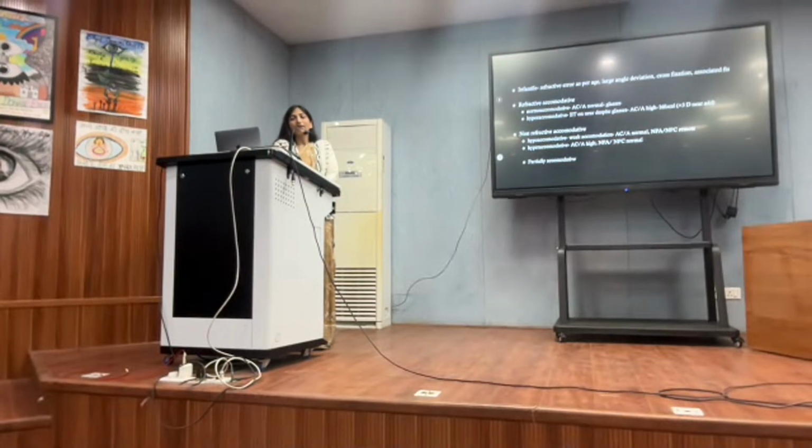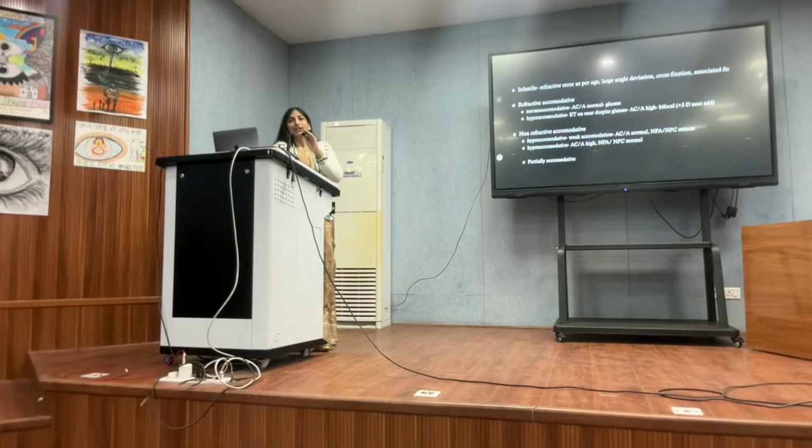Hyperopes have a hyperopic refractive error, and once you correct that, if the accommodation is normal, that is normo-accommodative. What is the AC by A ratio? I would like to briefly tell here. When the eyes see anything for near, that is accommodation, there's also a simultaneous convergence that is happening because of the innervation to the medial recti.